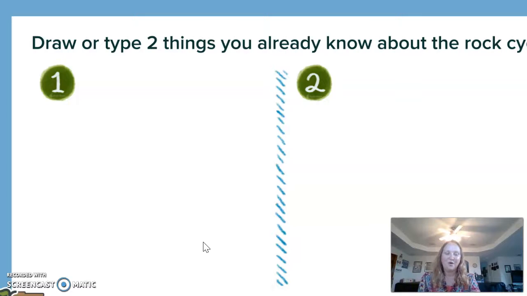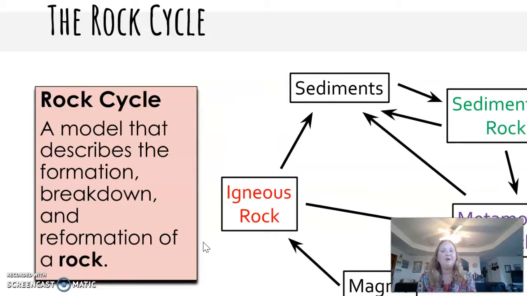I can see some of you understand that the water cycle is a cycle. Some of you say because you never run out of rocks, that it is never ending. So some of you are having a good understanding about what the rock cycle is, what a cycle is. The rock cycle specifically is a model that describes the formation, breakdown, and reformation of a rock.